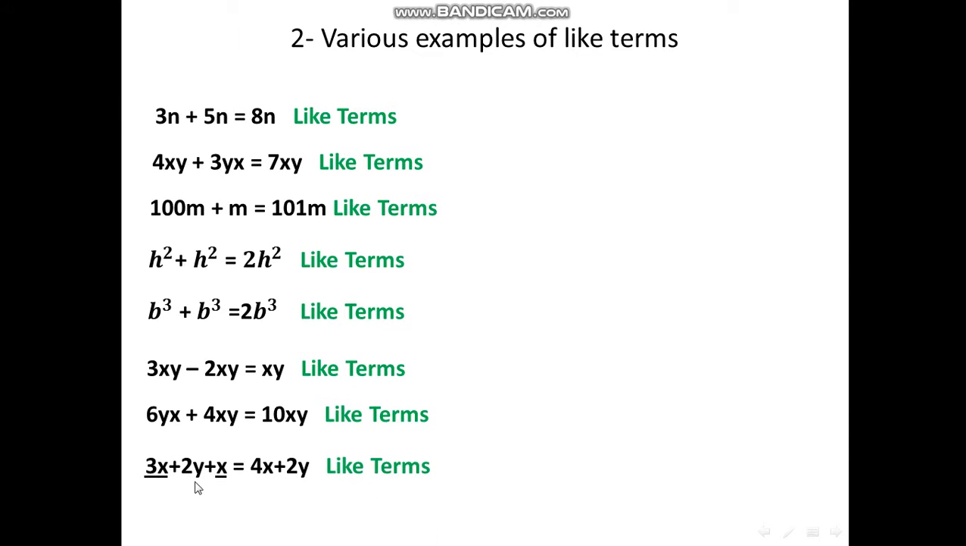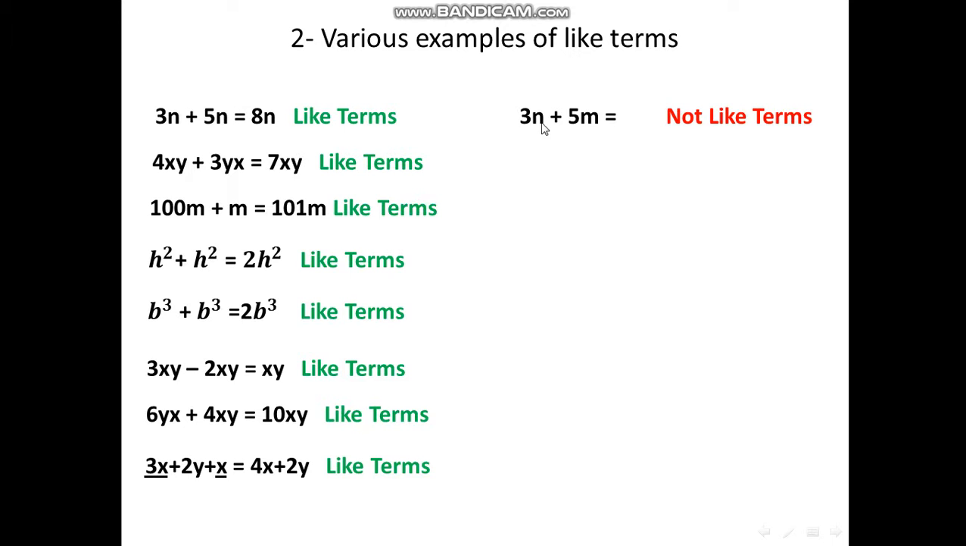This one, 3x plus 2x plus x. Where is the like term? x and x. This one is not the same. So you add only, here there is no sign. This means it's plus. So it is plus 3x plus x is 4x, and the 2y comes down.